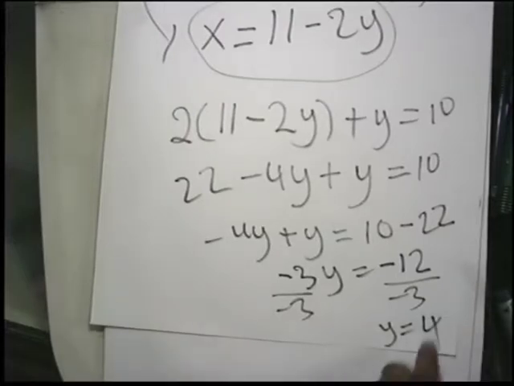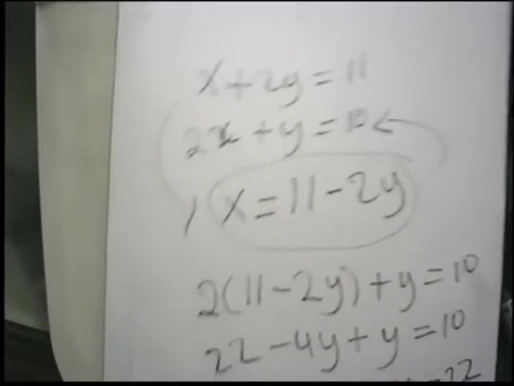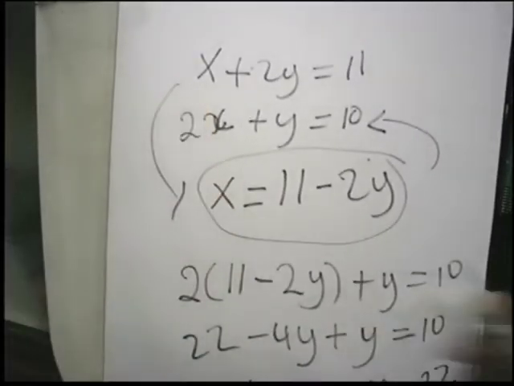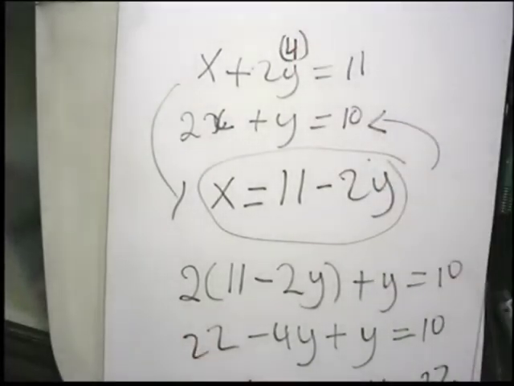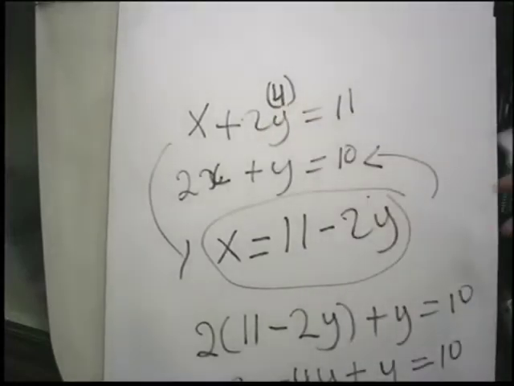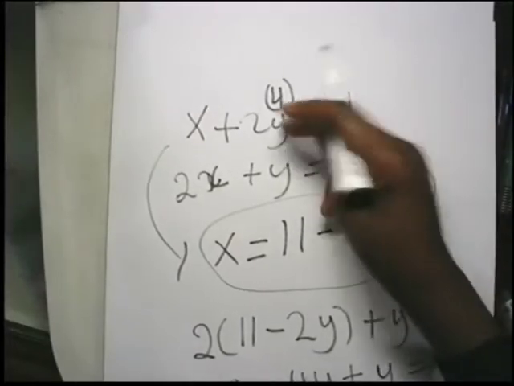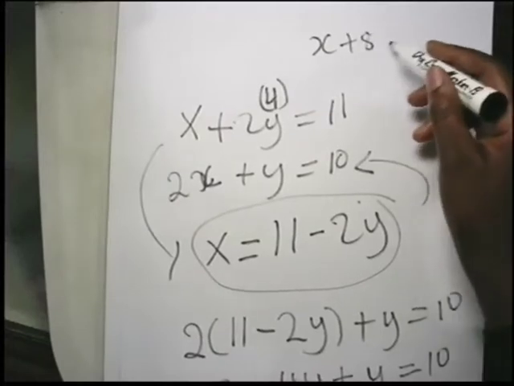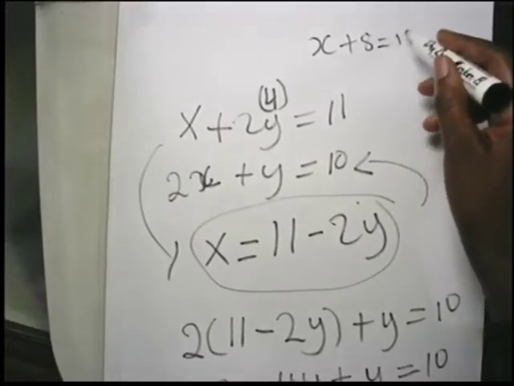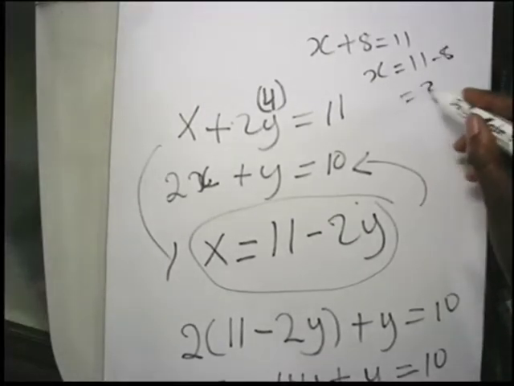Now that we got the value of y to be equal to 4, we can substitute it in either of the equations. If we put it in the first one, then we are going to put a 4 here. Remember, we are not done, we only got the value of y, so we also need to get the value of x. So it will be 2 multiplied by 4, which is 8. Now with this 8, we will have x plus 8 equals 11, right? Then x is equal to 11 minus 8, which is equal to 3.